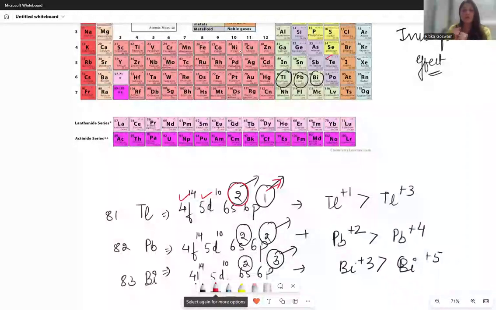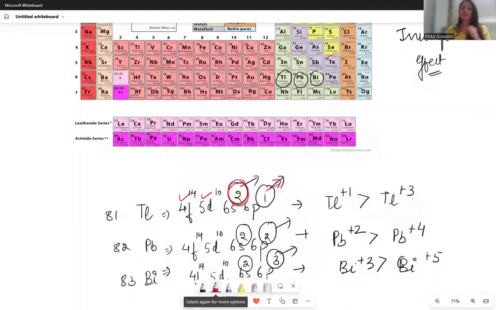And because the nucleus is still attracting that electron, it is not ready to give it up. So we need energy to make this happen. We have to provide energy for these 6s2 electrons to come out, because the nucleus is saying, no, I am still attracting it, because the d and f present in between are just useless. They are not shielding me enough, they have a very poor shielding effect.